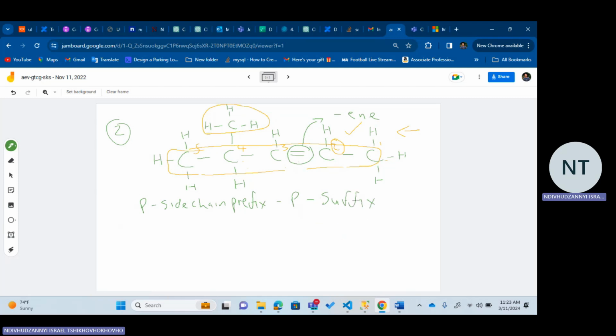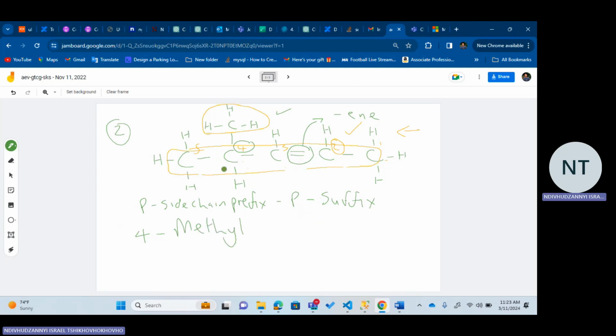Nice. Then let's check on our side chain. It's in position, what? You can see it's in position 4. Then we go and write 4 there. Then what's the name of our side chain? So if it's 1 carbon, it's meth. But I said for a side chain, you add the YL at the end.